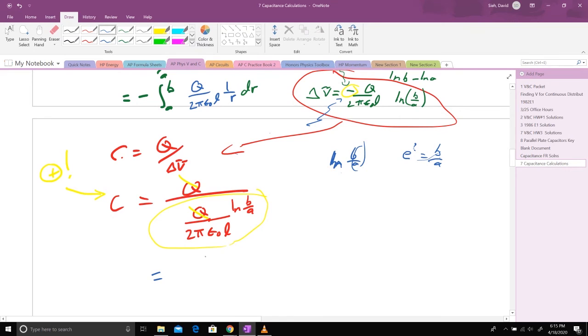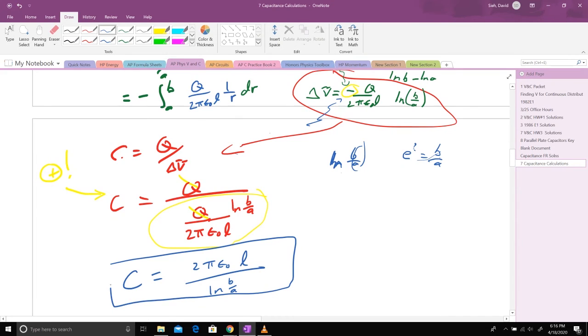I will do so. Rearranging this mess, I'm dividing by a fraction, so it's going to multiply by the reciprocal. So it's going to be 2 pi epsilon naught L over the natural log of B over A. Okay, and that is my capacitance for my cylindrical capacitor.